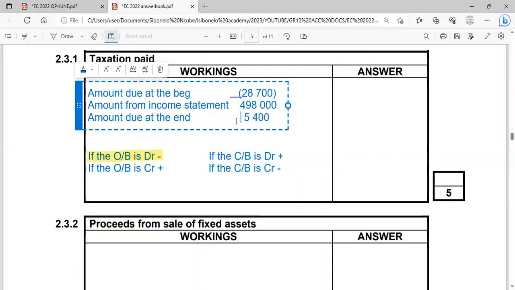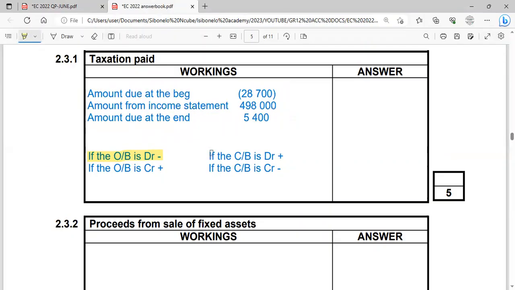So is it positive or negative? So it's a closing balance. So we said if the SARS income tax closing balance is sitting on the debit side, it's positive. So you write it or you disclose it as a positive balance. So now to get tax paid, you just punch this in your calculator. So we've got negative 28,700, positive 498,000, positive 54,000. So the amount is 474,700.